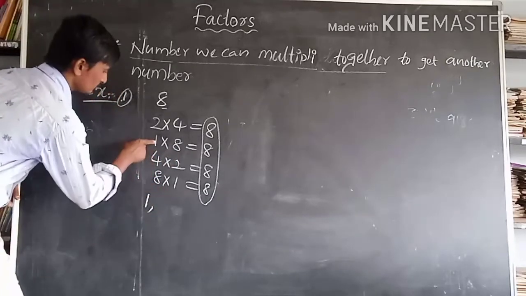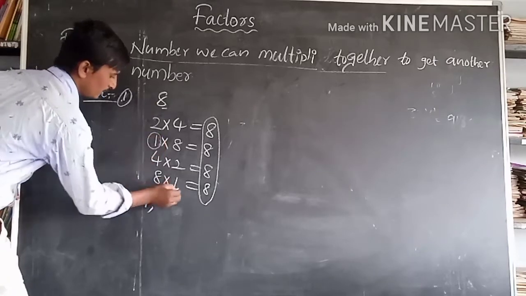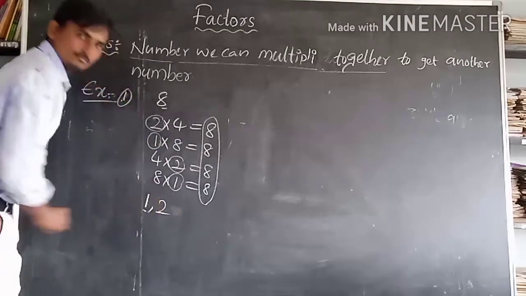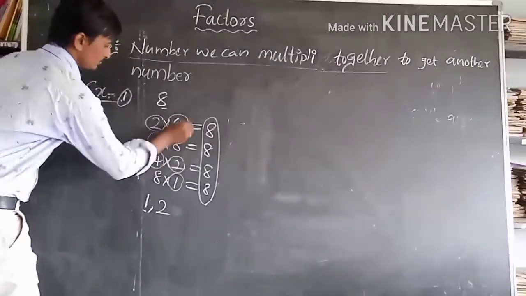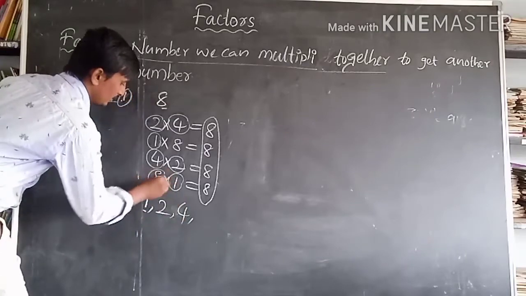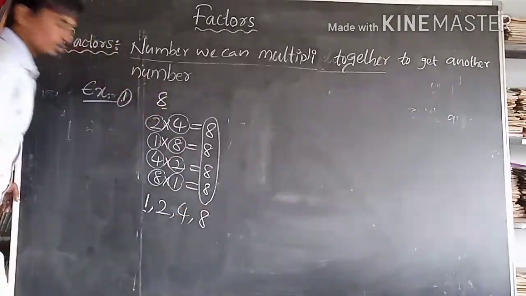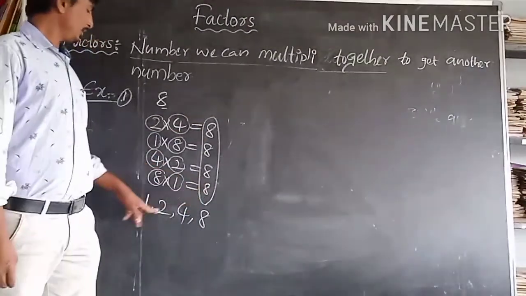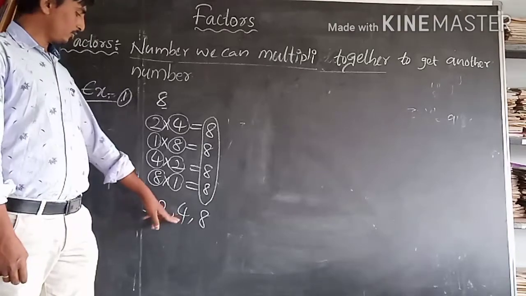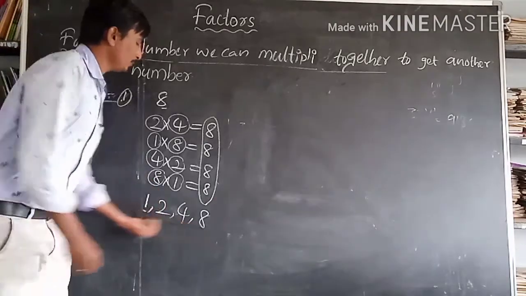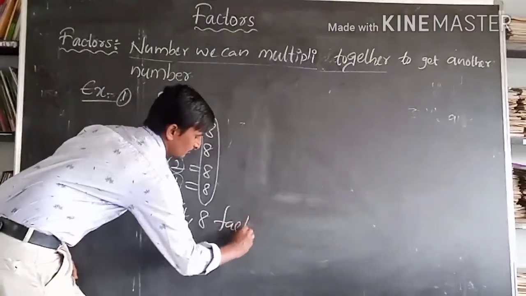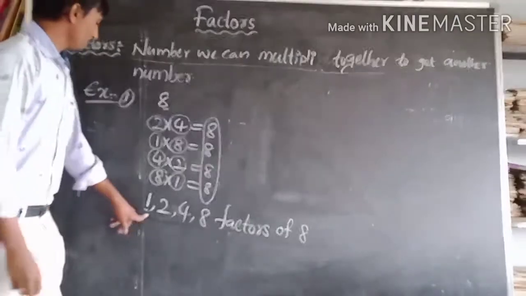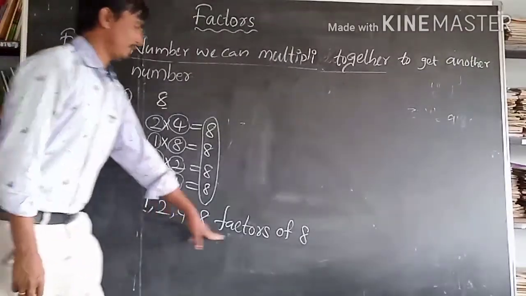So 1, or 2 here, but you can write only one. And 2 or 2, we can write one. And 4 or 2, we can write one. And 8 or 2, we can write one. So 8 is the product of these numbers. When multiplied with 1 and 2 and 4 and 8, these four numbers are factors of 8. Okay, 1 and 2 and 4 and 8 are the factors of 8.